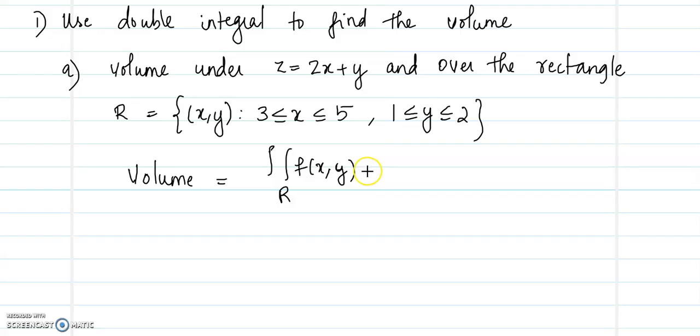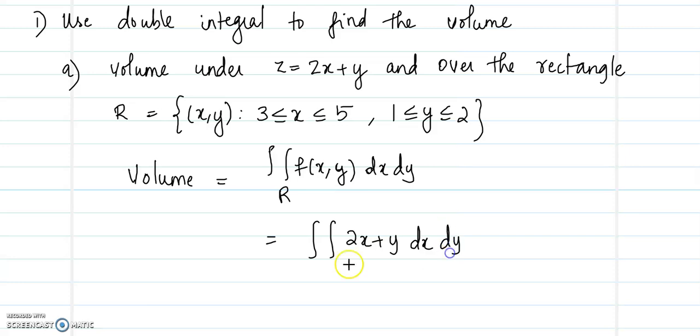So you can choose any order of integration. So let me take dx dy. You can also use dy dx. So this will be equal to double integral. So substituting for f of x, y, we'll get 2x plus y dx dy, and here x varies from 3 to 5 and y varies from 1 to 2.